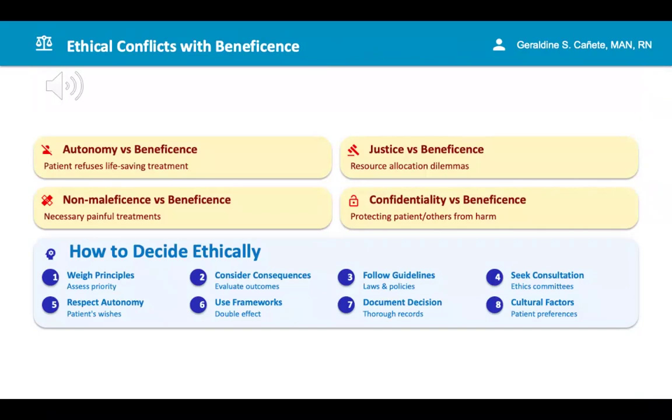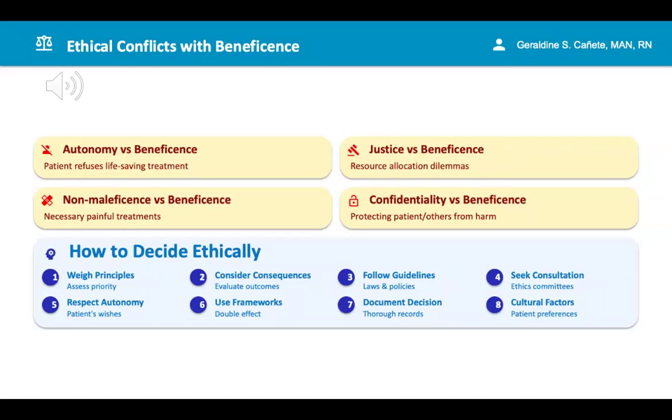Now, ethical dilemmas often arise when there are conflicts between different ethical principles. It's rare that an ethical decision is clear cut, okay? Often, you'll find yourself torn between competing values. So let's explore some common conflicts involving beneficence, which is the principle of doing good. Now, these conflicts are at the heart of many ethical challenges in nursing.